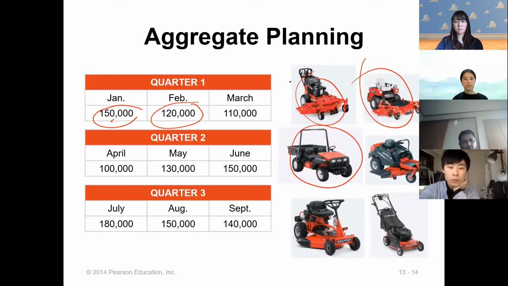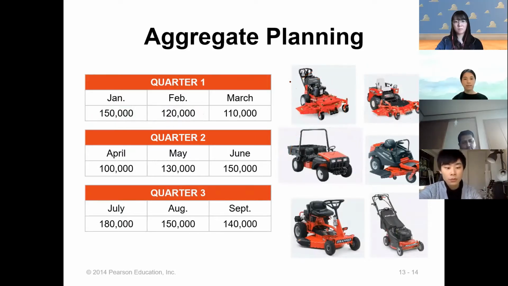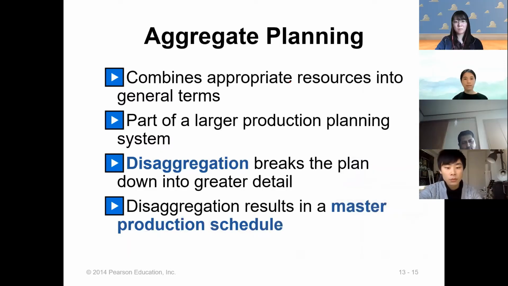Let's say this is the first quarter. So we are going to come up with this actually. This is what we call the aggregate plan. But of course, this has already been so-called decided or calculated. In an aggregate plan, we are going to combine appropriate resources into general terms, and it is part of a larger production planning system. And this aggregation will break the plan down into greater detail.